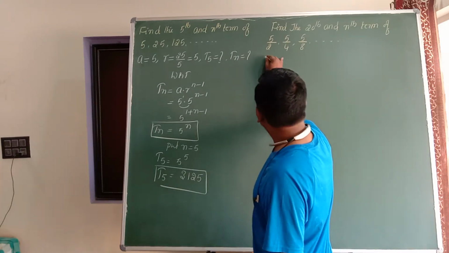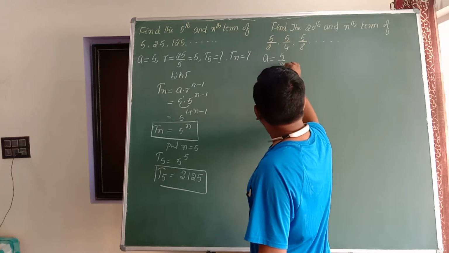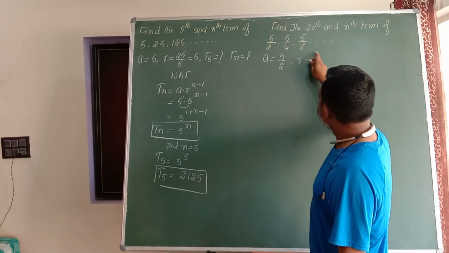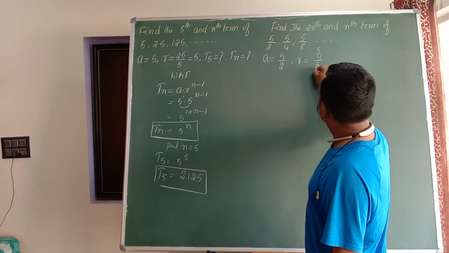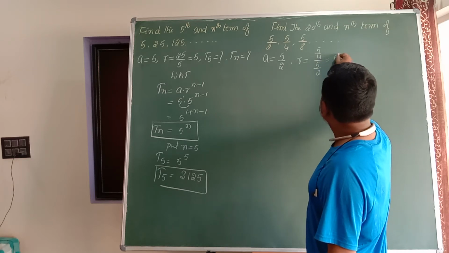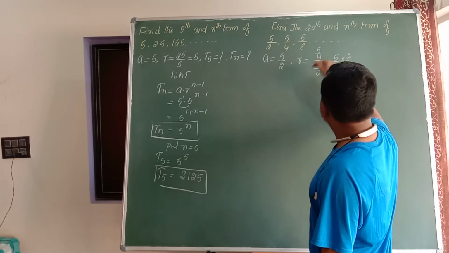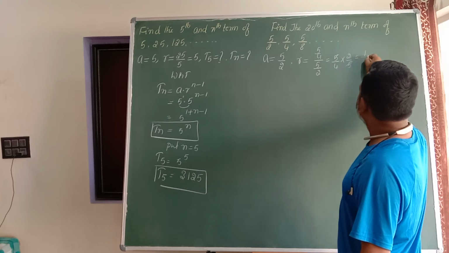Now write down A. A is equal to 5 by 2. Now we wish to find out R. R is nothing but the common ratio, given by T2 by T1. What is that? 5 by 4 divided by 5 by 2. So this can be written as 5 by 4 into 2 by 5. That's my point, this gets reversed. So 5 gets cancelled, two twos are... that becomes 1 by 2.